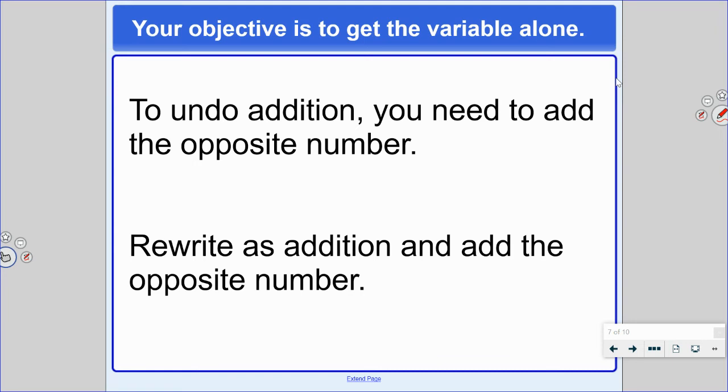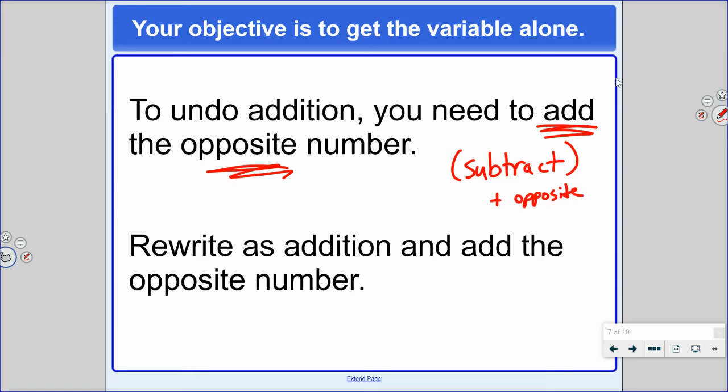In other words, if your total goal, your objective, is to get the variable isolated by itself alone, the key thing here is to undo addition, focus on adding the opposite. Now, some people would say to undo addition, you can subtract, which is fine. But what have we been learning about subtracting integers? We changed subtracting integers to adding the opposite. I'm going to highly recommend for now to rewrite addition as adding the opposite.